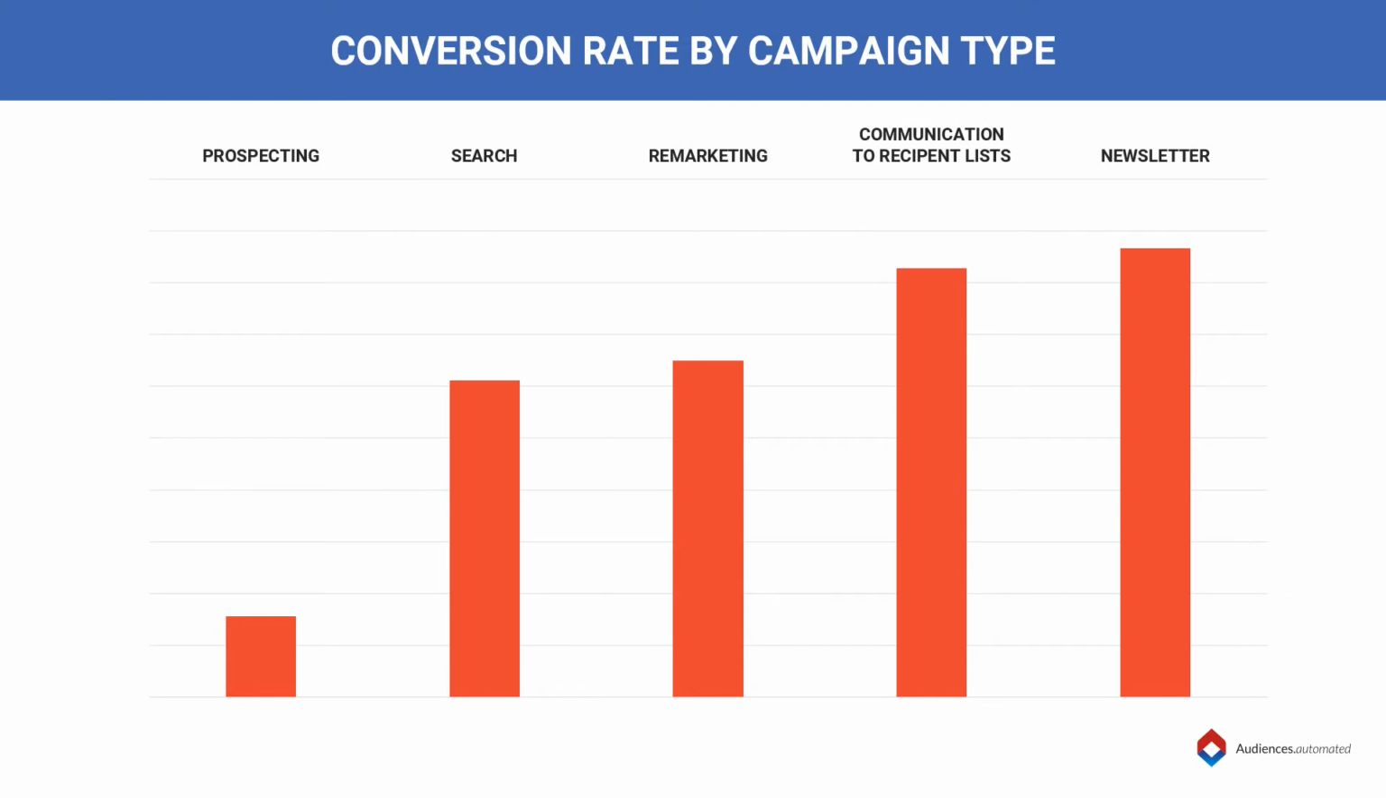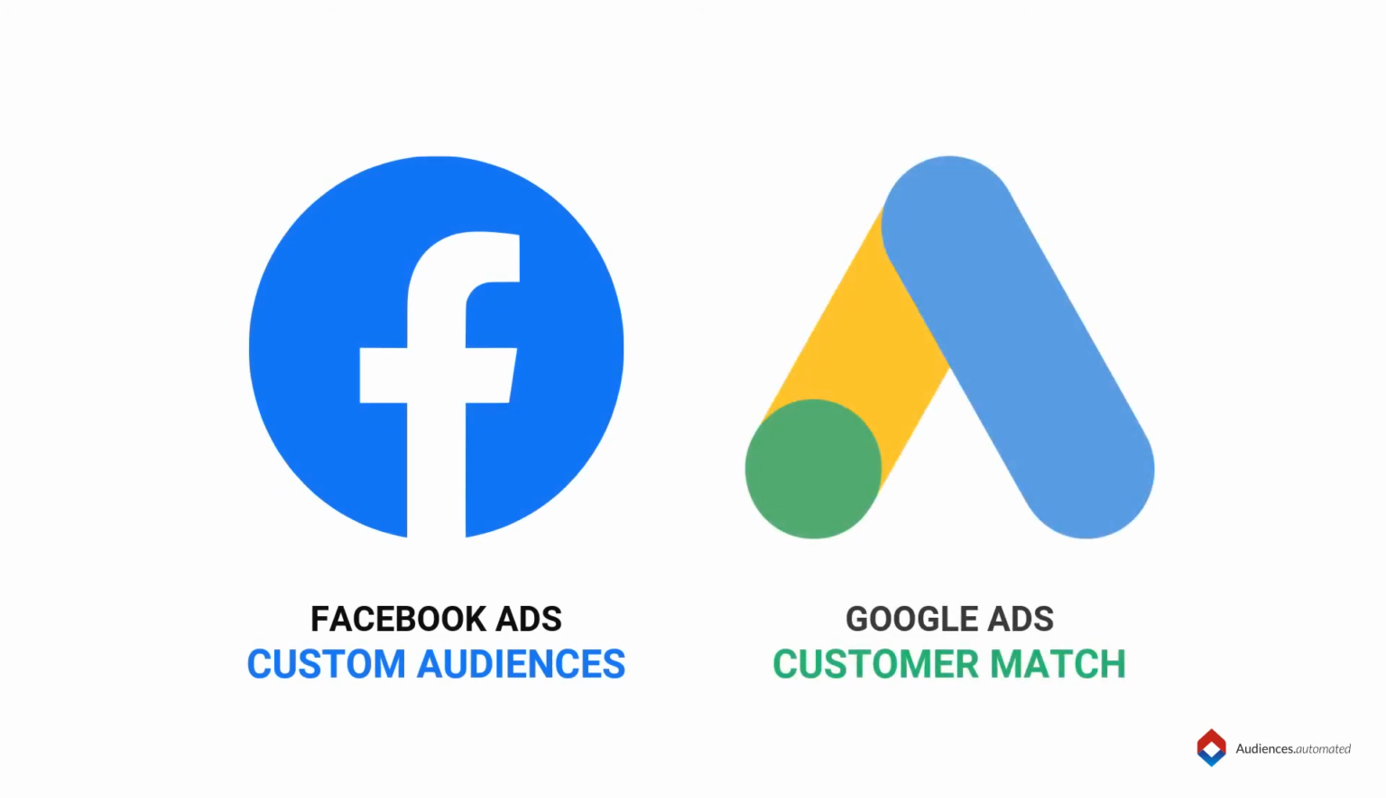While running campaigns at Bluerank, we also noticed that advertising activities targeted at existing customers are several dozen % more effective than search or prospecting campaigns. But how do we achieve such results? By creating campaigns based on custom recipient lists. On Facebook they are called custom audiences, and on Google Ads customer match.